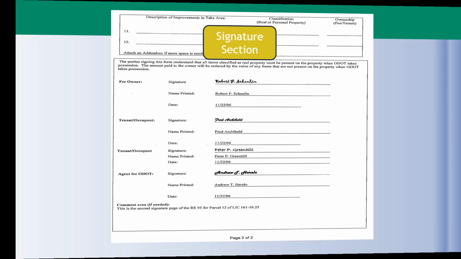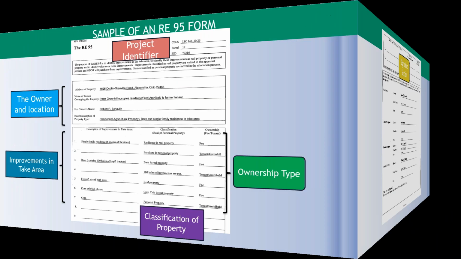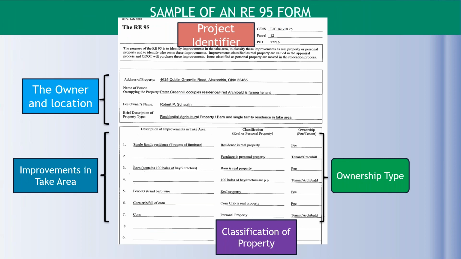Sean, there's a question that's come into the question pod. Sure, go ahead. If there are no tenants, is it safe to assume that all improvements belong to the fee owner, so an Re95 should not be needed? No, I wouldn't assume anything. I would always fill out the Re95 if there are improvements in the take area.